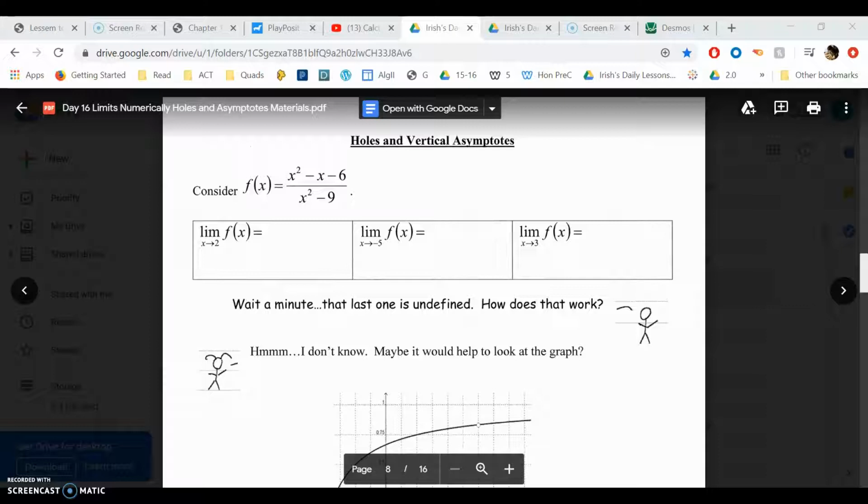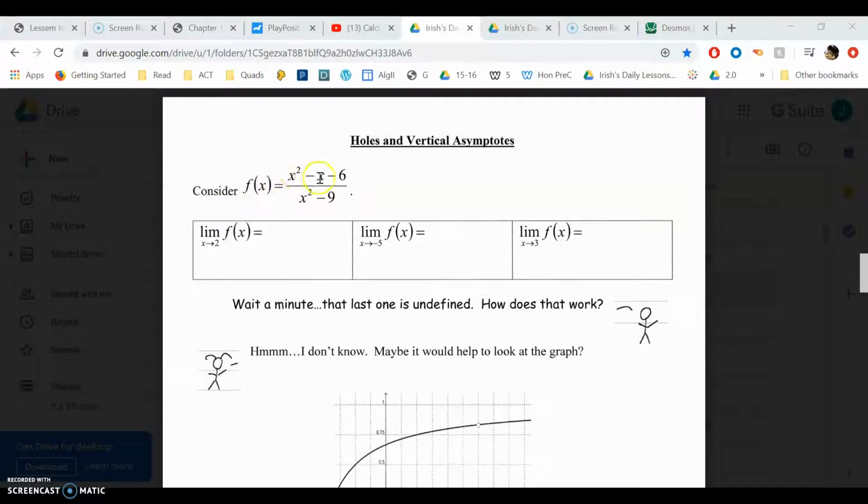Alright, so here we're going to do some holes and vertical asymptotes. We're going to look at those discontinuities we talked about before, but without a graph. So we just have this. Consider f of x equals x squared minus x divided by x squared minus 9.